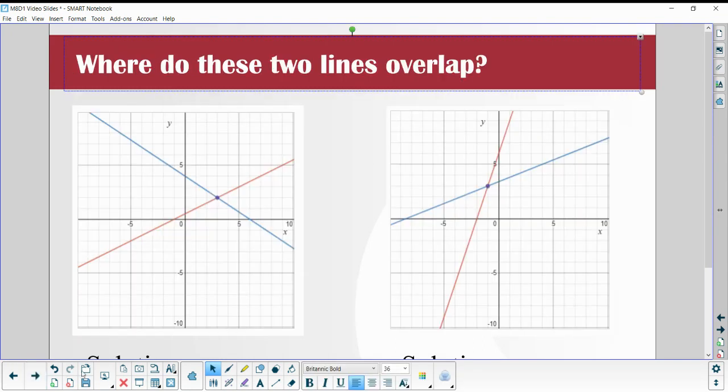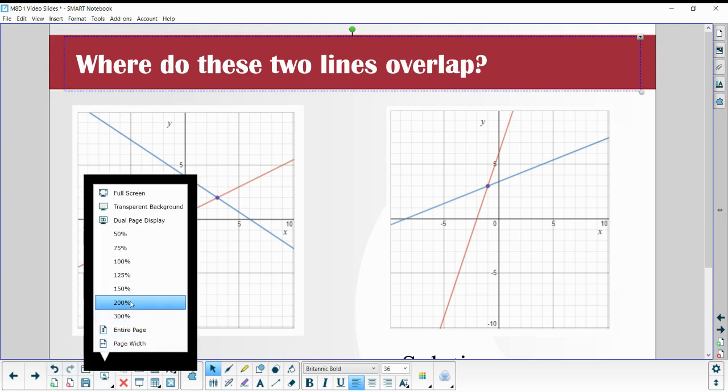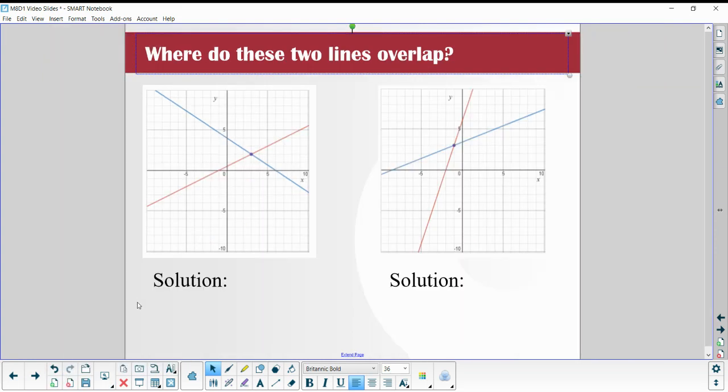So if I ask you where these two lines intersect, the blue and the red line on the left intersect right here. Okay? So the question is, what are the coordinates at that point? I'm going to go over 1, 2, 3, up 2. So your solution is going to be 3, 2. Remember, x always comes first.